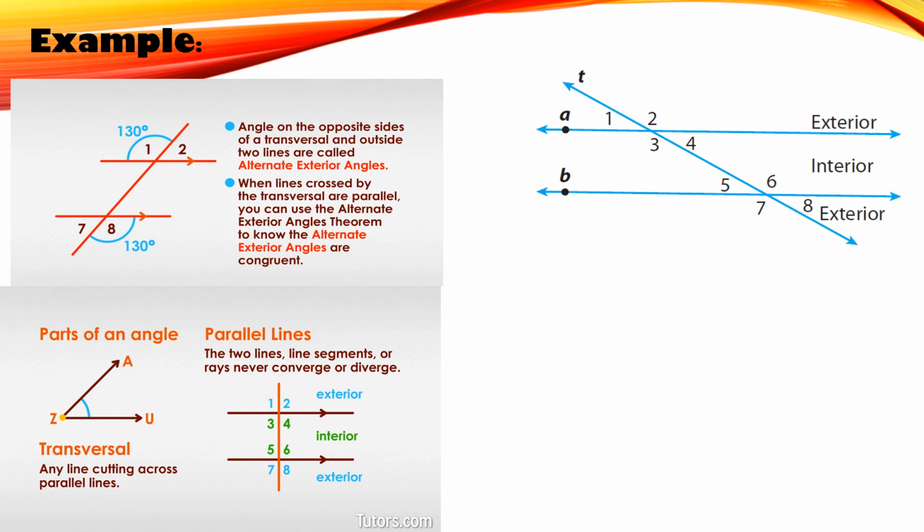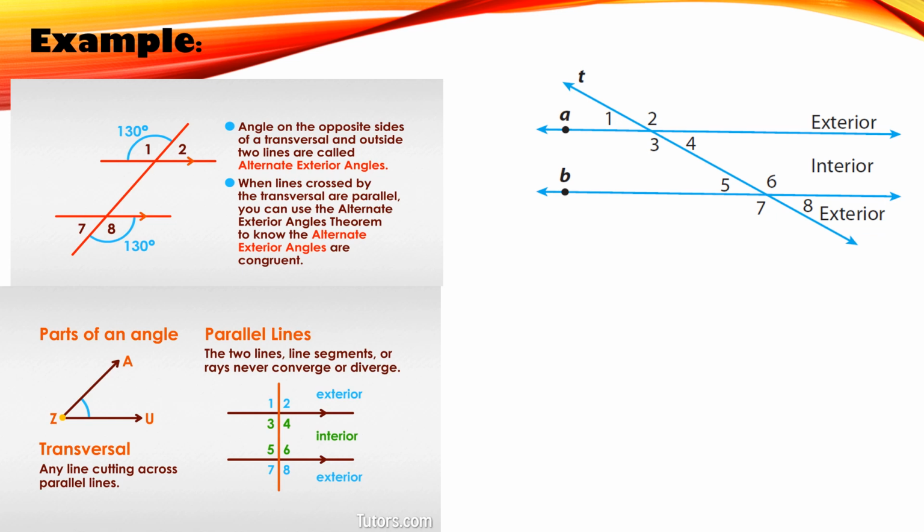Angles on the opposite side of a transversal and outside two lines are called alternate exterior angles. When lines crossed by the transversal are parallel, you can use the alternate exterior angles theorem to know the alternate exterior angles are congruent. Look at the example. Angles 1 and 8 are the same, that is 130 degrees.